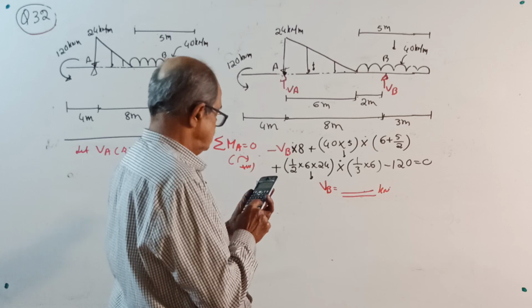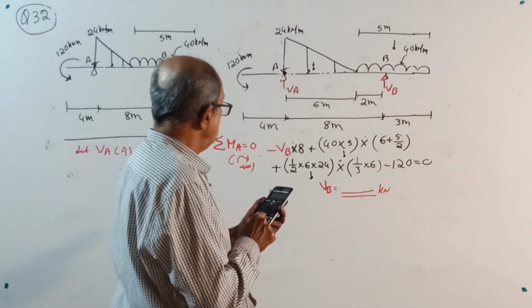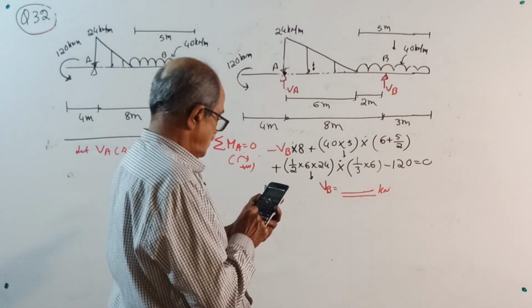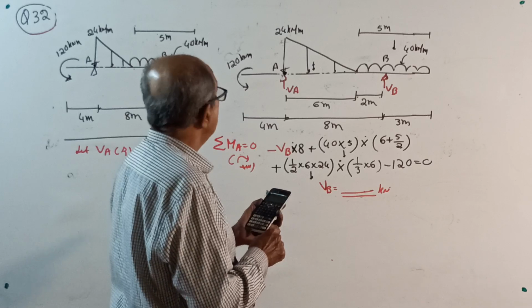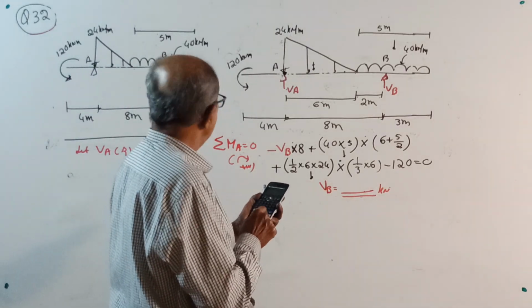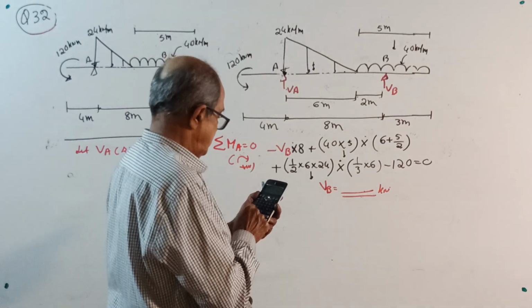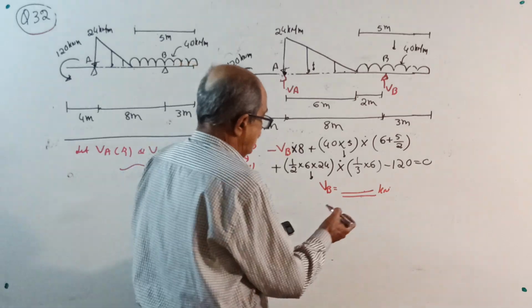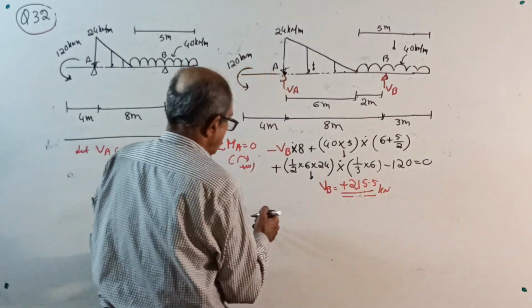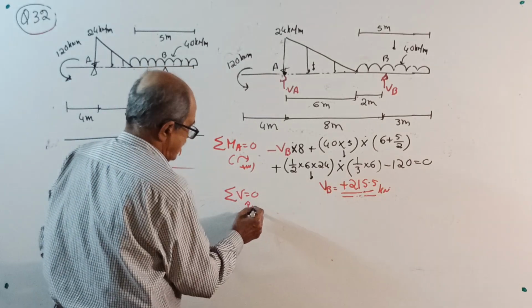40 into 5 into (6 plus 5 by 2) plus half into 6 into 24 into 2, correct? That's all, yes, over, equal to minus, divided by... minus 120 divided by 8. VB is 215.5 kilonewton. Then sigma V equals 0, take upward positive.